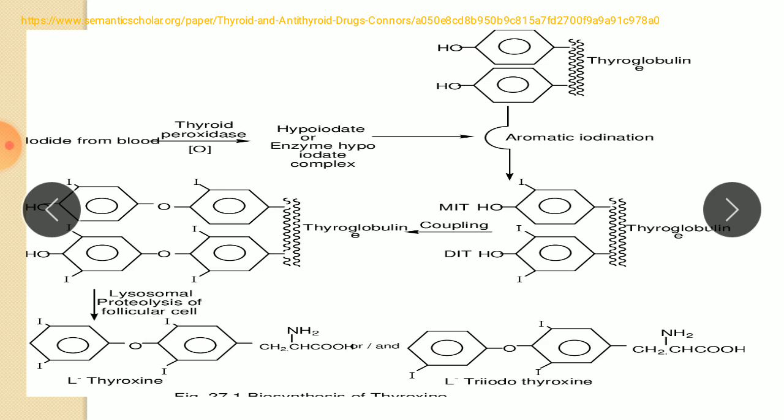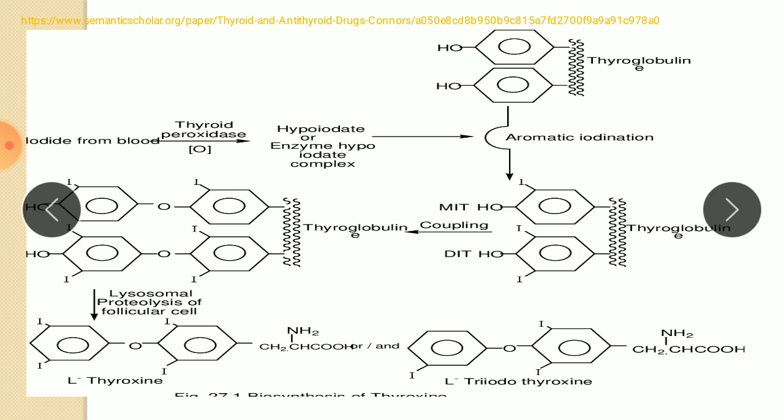Then second step, oxidation of iodide and forming of iodotyrosine. In this step, iodide is oxidized to an active iodine species that in turn iodinates the tyrosyl residue of thyroglobulin. The condition necessary for iodination of tyrosyl residue requires an iodinating species in a higher oxidation state than the iodide anion. The iodinated species is thought to be hypoiodate, as a hypoiodous acid or enzyme-linked hypoiodate complex.